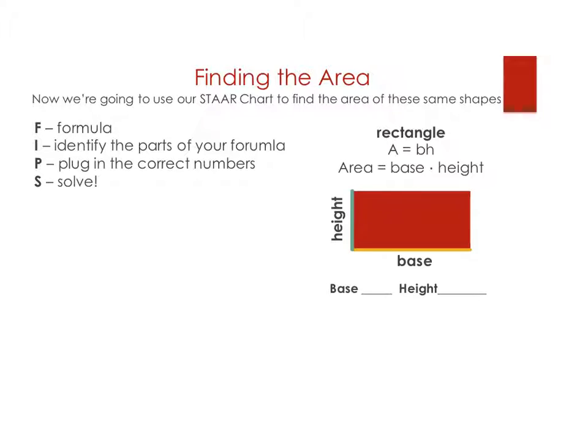The reason I'm telling you to write that down is that every time we use our star chart to find the formula, we're going to use this process called FIPS. F-I-P-S. FIPS. F stands for write down the formula. If we're finding the area of a rectangle, we're going to write down the formula, and the formula is area equals BH, or B times H.